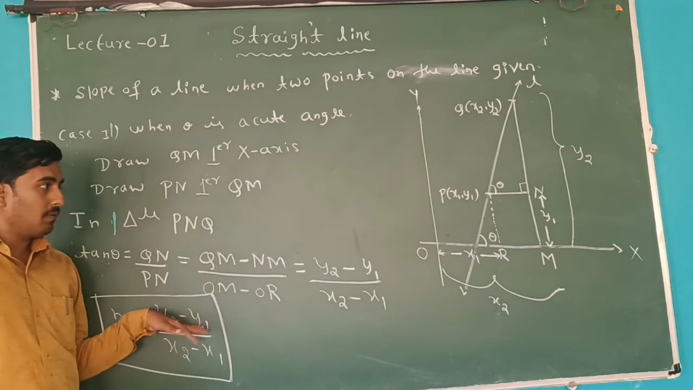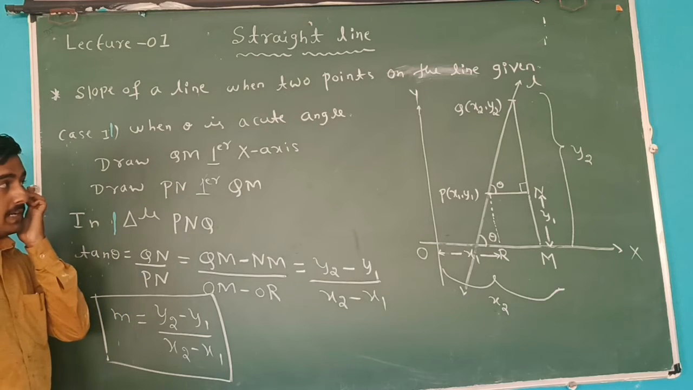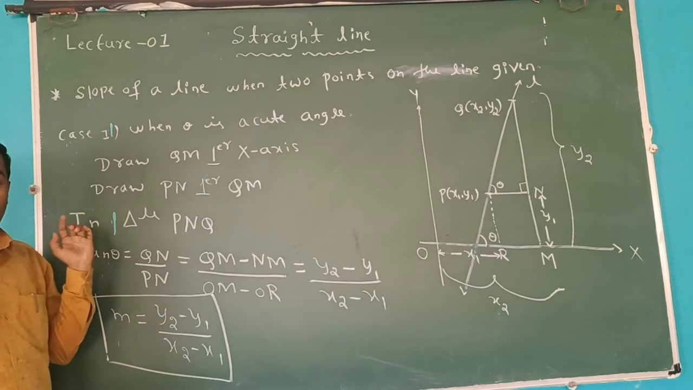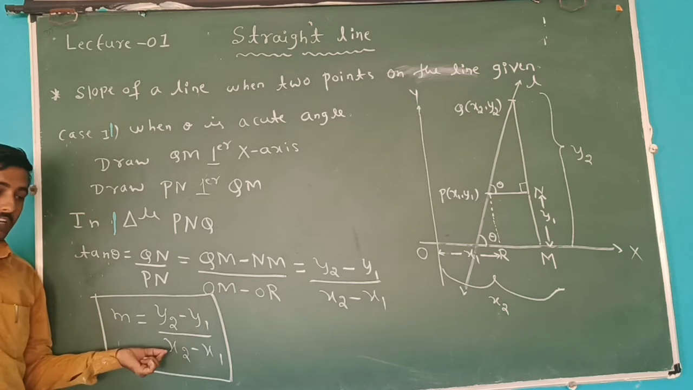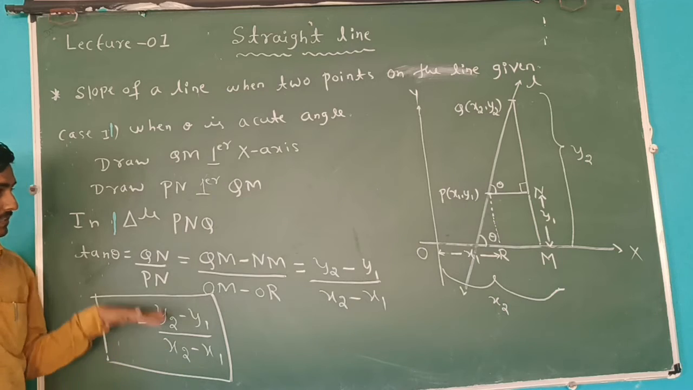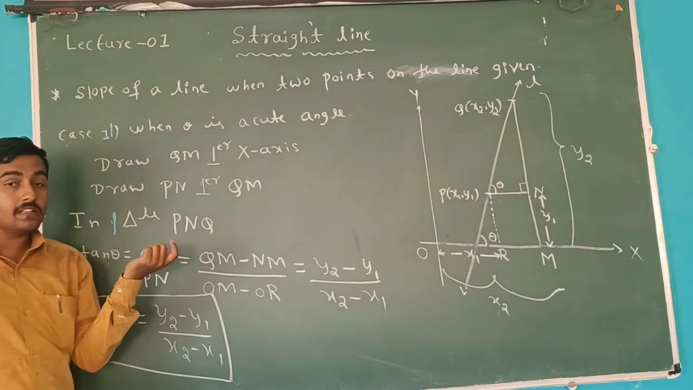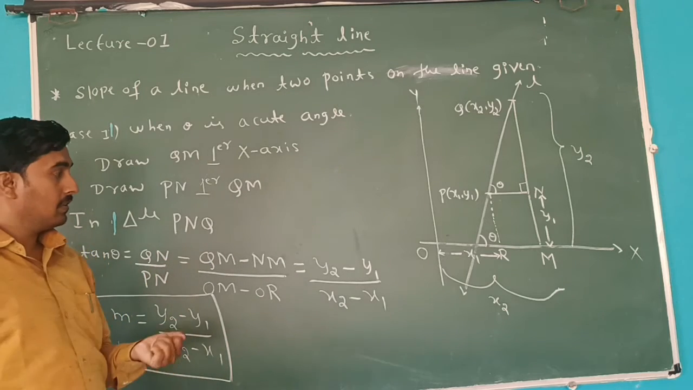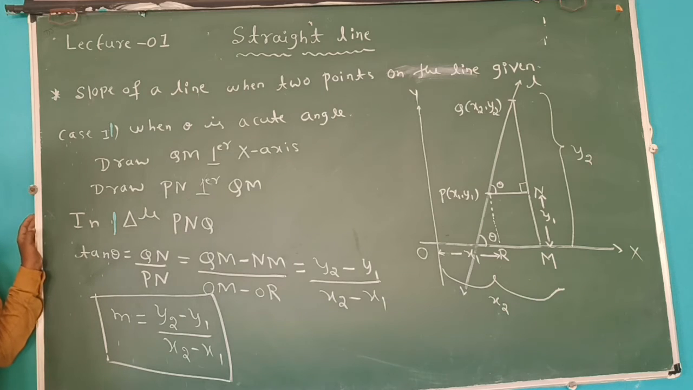When 2 points on the line are given, we use the formula y2 minus y1 divided by x2 minus x1. This is the first case, when theta is acute. If suppose theta is an obtuse angle, what happens? We will see next. Please note this one. We go to the second case, when theta is an obtuse angle.